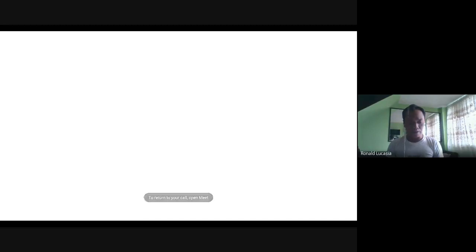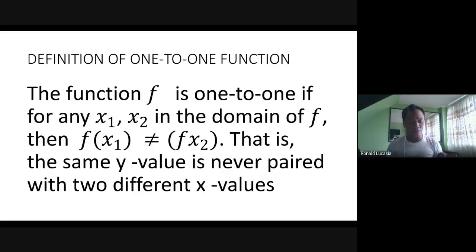Okay, we formally define now one-to-one function. A function f is one-to-one if for any x sub 1 and x sub 2 in the domain of f, then f of x sub 1 must not be equal to f of x sub 2. That is, the same y value is never paired with two different x values. Unique si x, at the same time, unique si y.